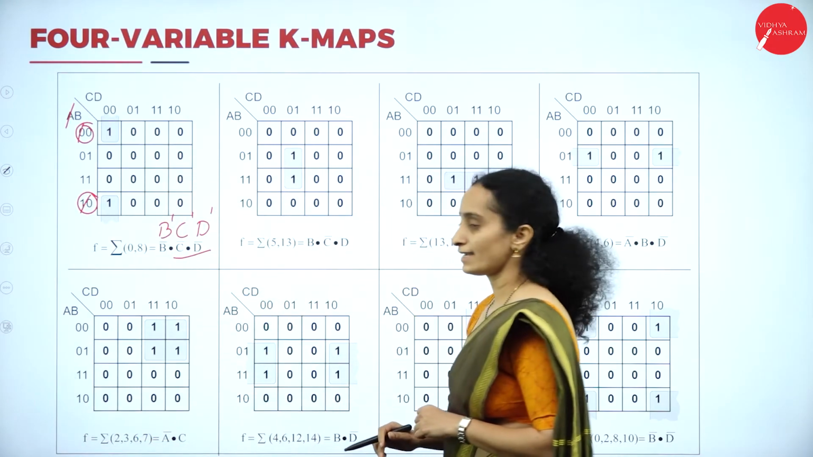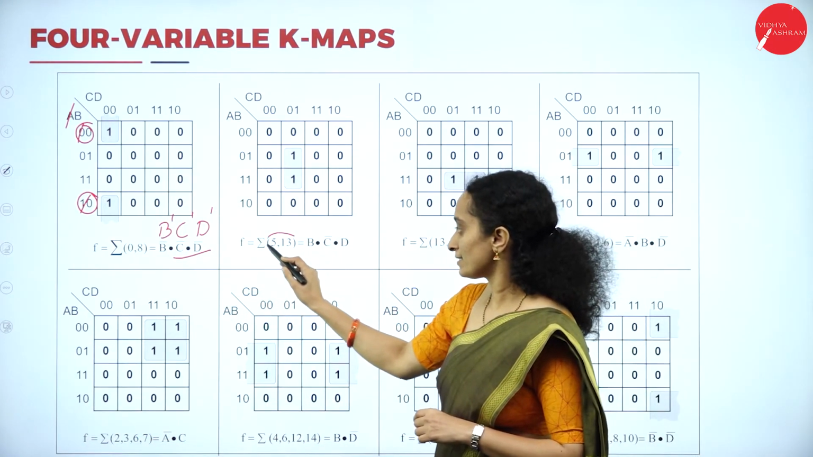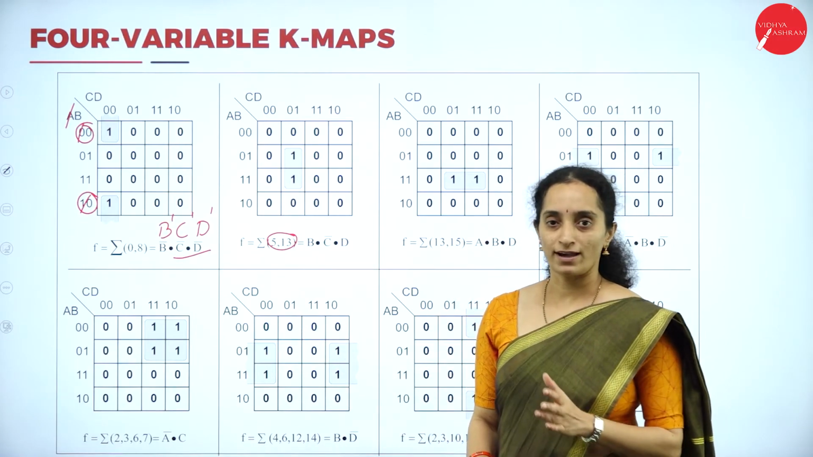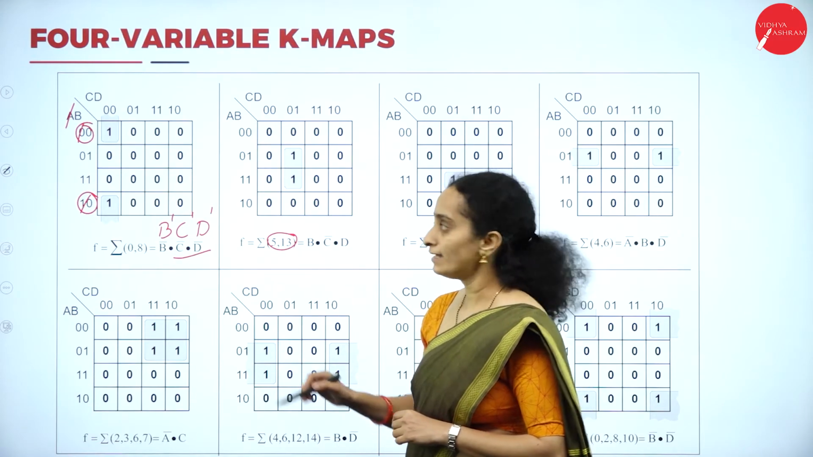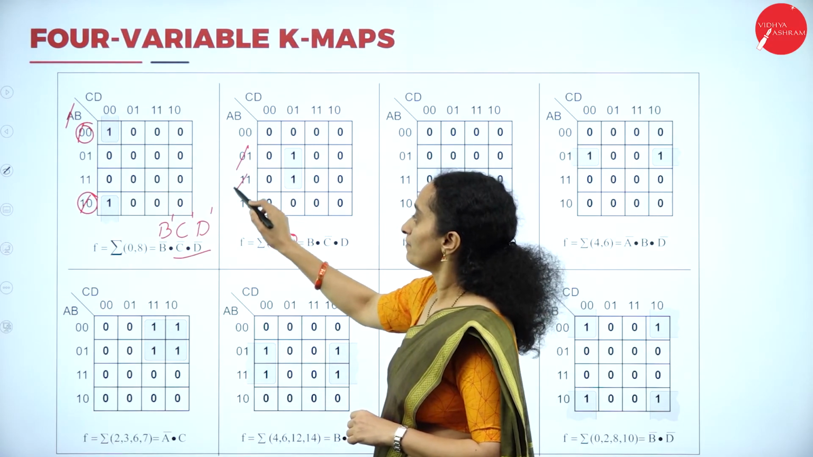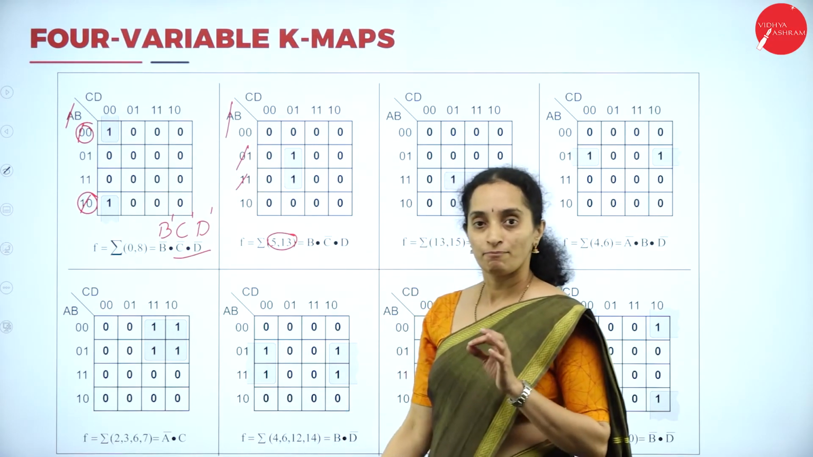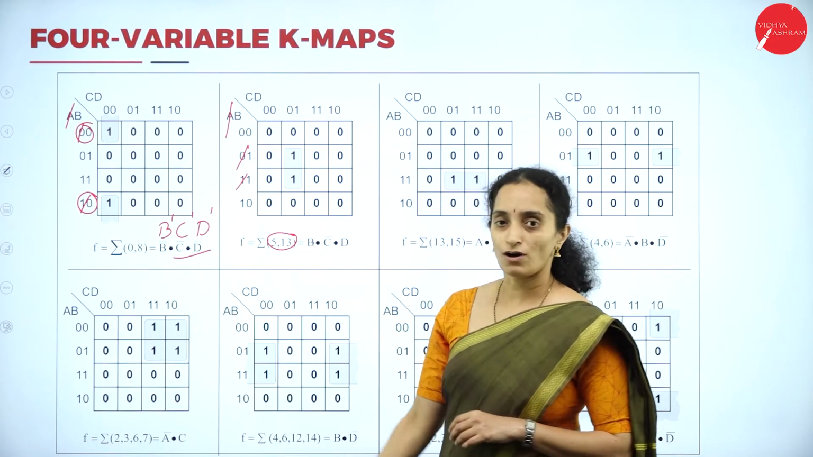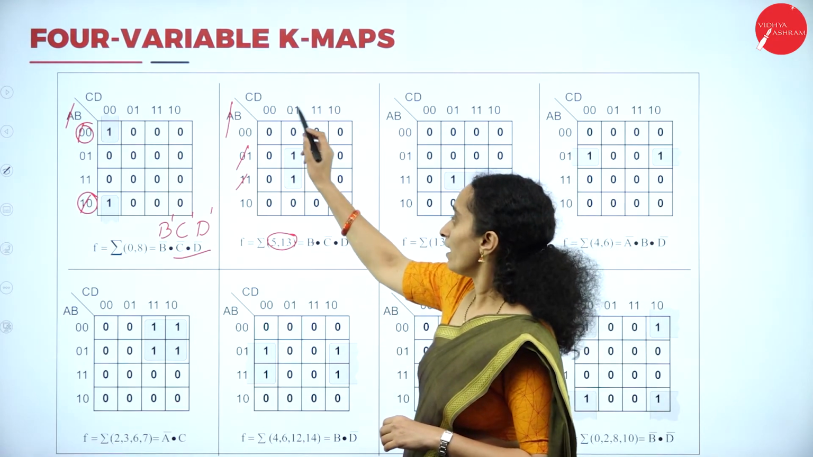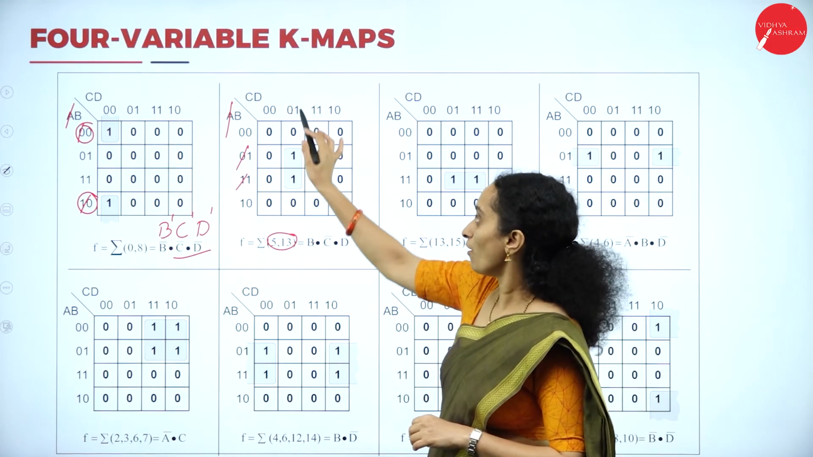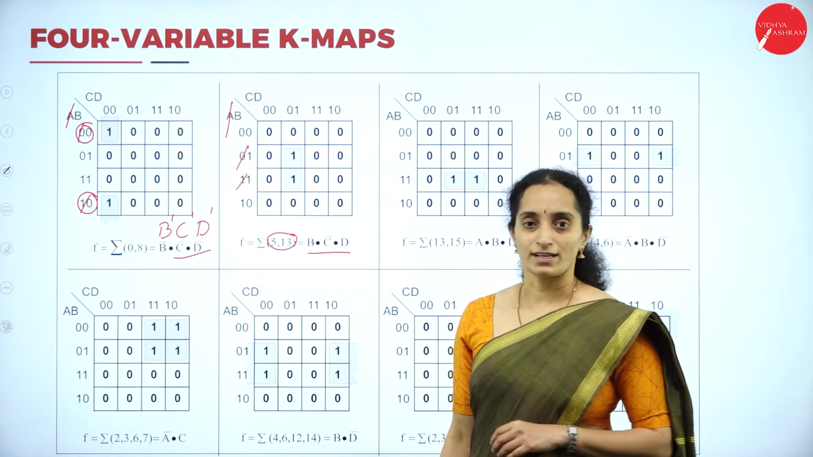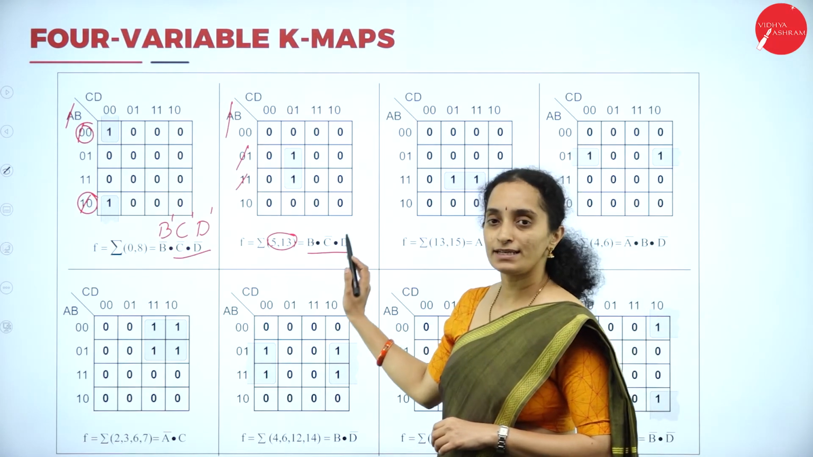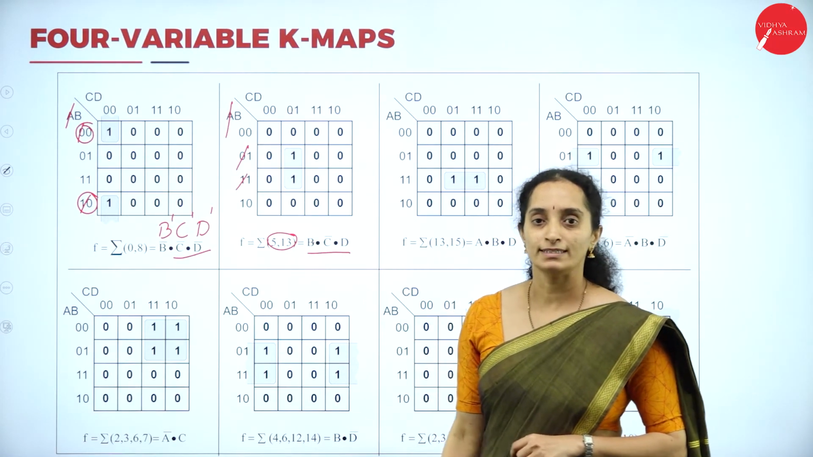Let's check with the second example. We have functions with the values 5, 13. Now 5, 13, A will be cancelled, B in the non-complement form, and we have C in the complement form and D in the non-complement form. Final expression is B into C dash into D.